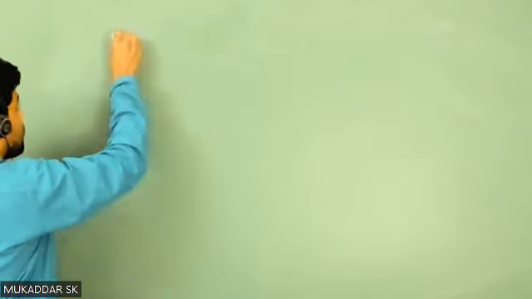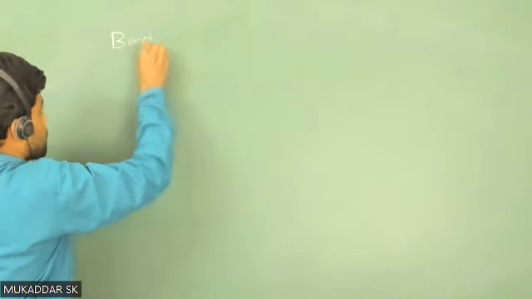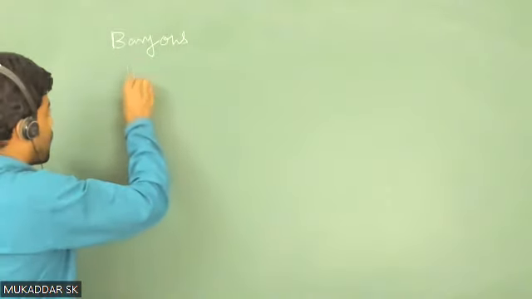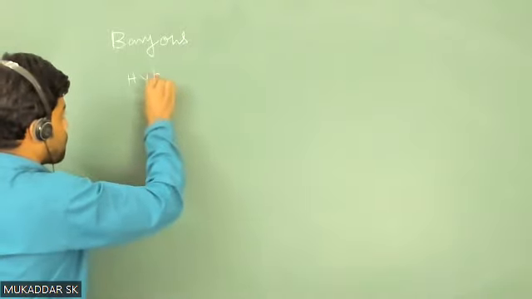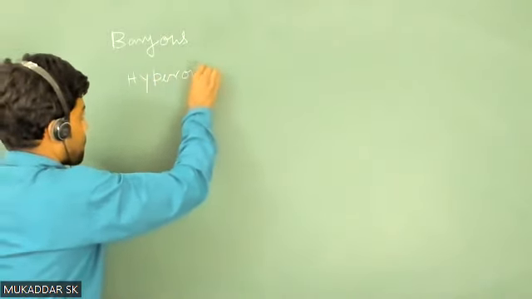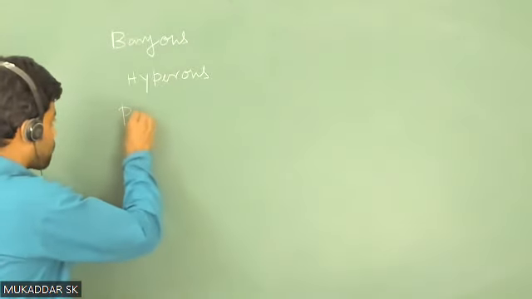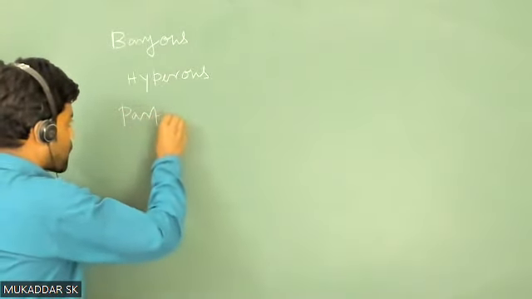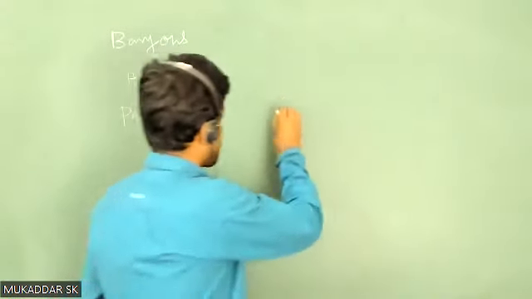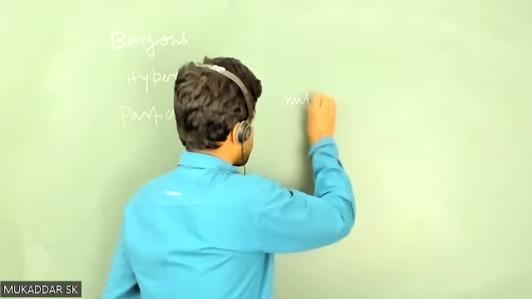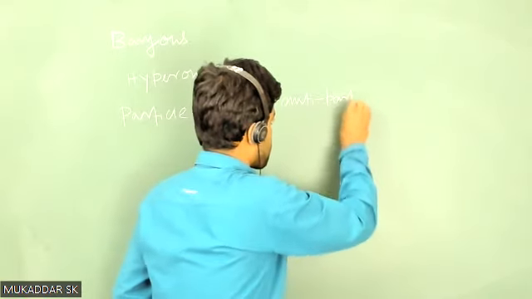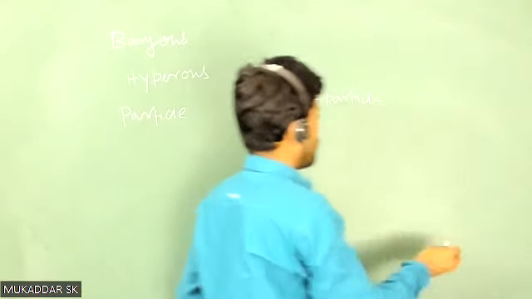So you have a baryons family, right? In baryons, you have a second part, that is hyperons. In hyperons, I'll write the particle, their antiparticle, and spin.